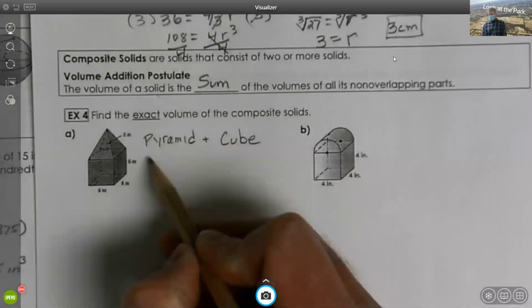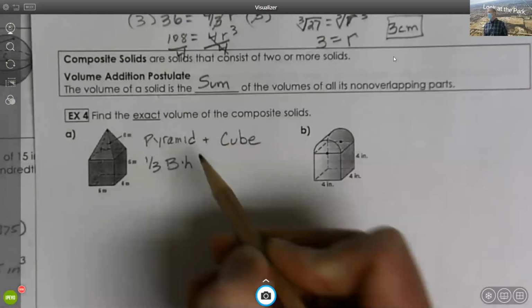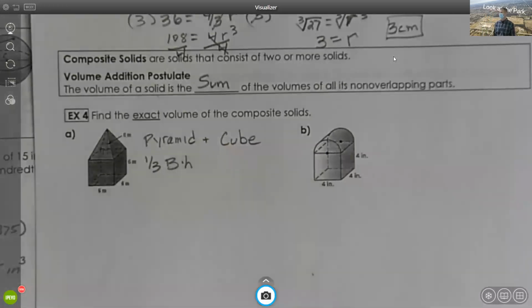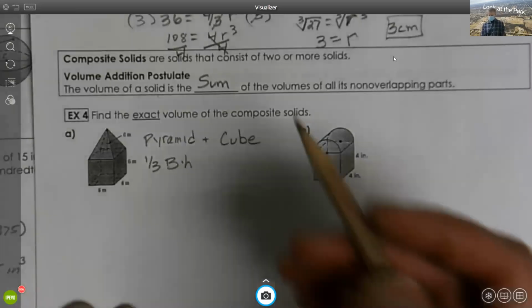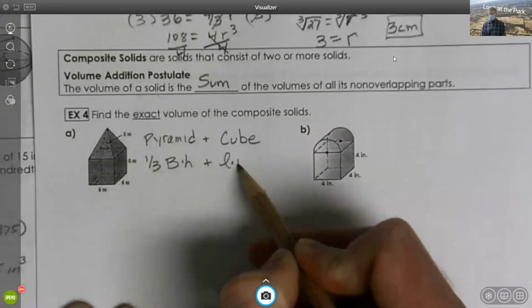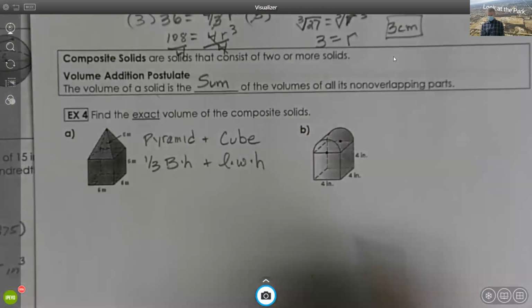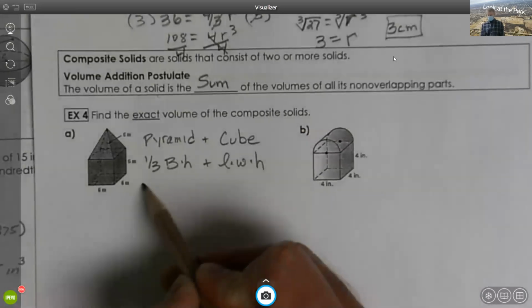The formula for a pyramid is 1/3 the capital B times H, which is the area of the base times the height, which is just going to end up being length times width times height. And the cube, we could call that length times width times height. You could also call that SSS for side, side, side, since all sides are the same length. That's what makes it a cube. I just realized something. 6, 6, 6. Yeah, very exciting.